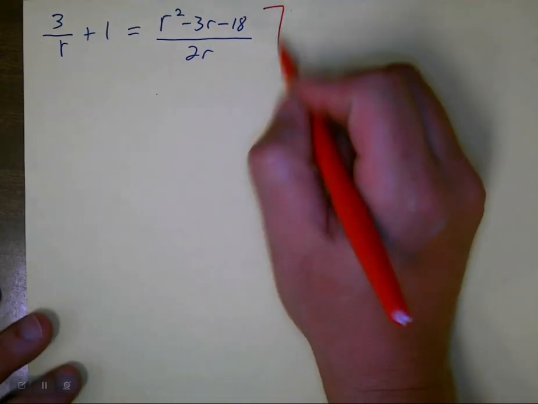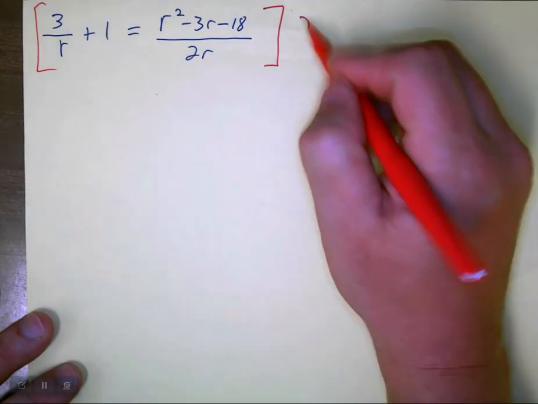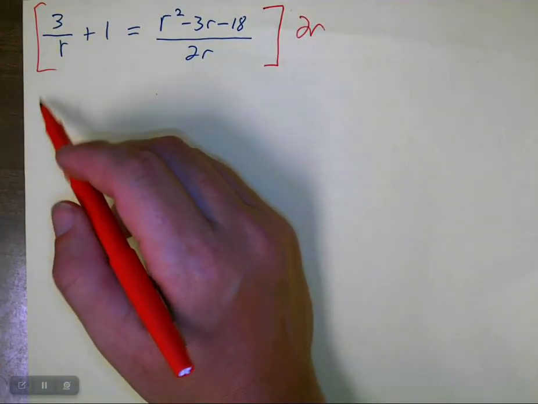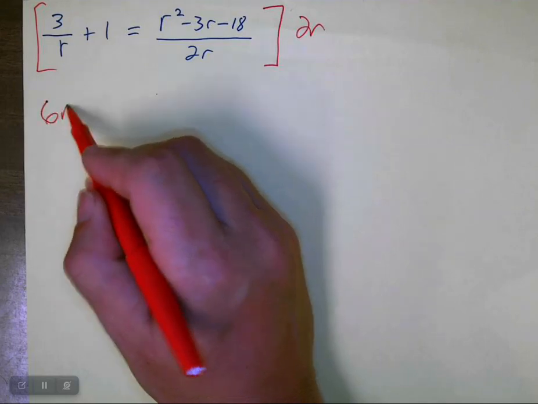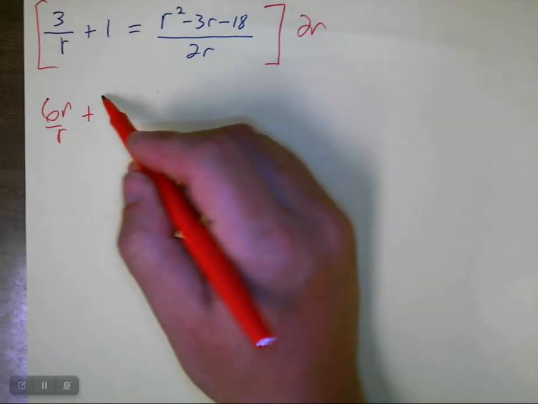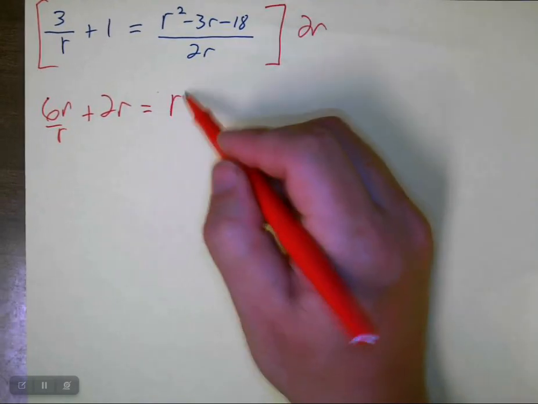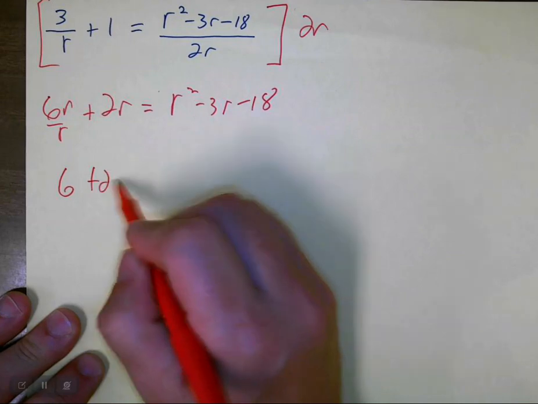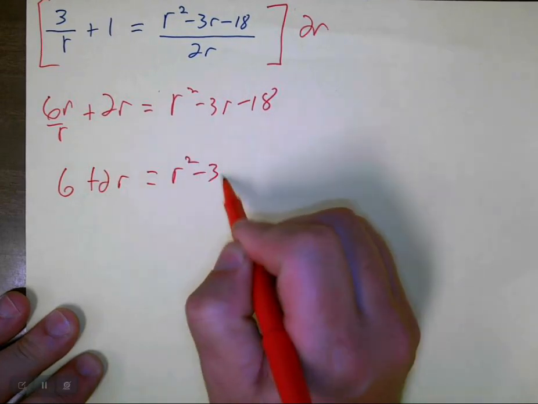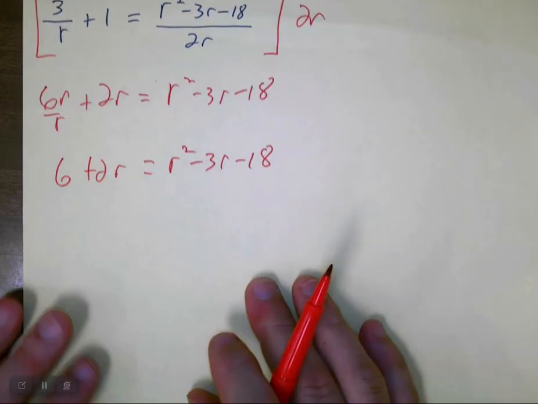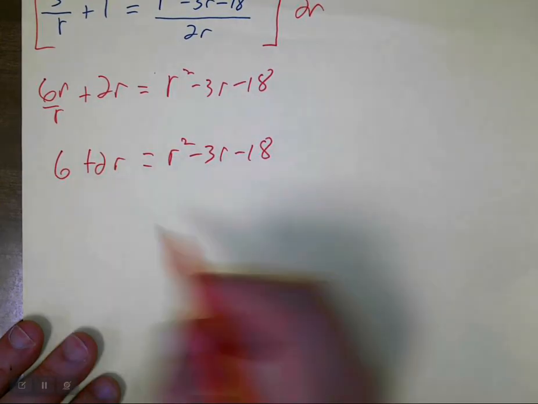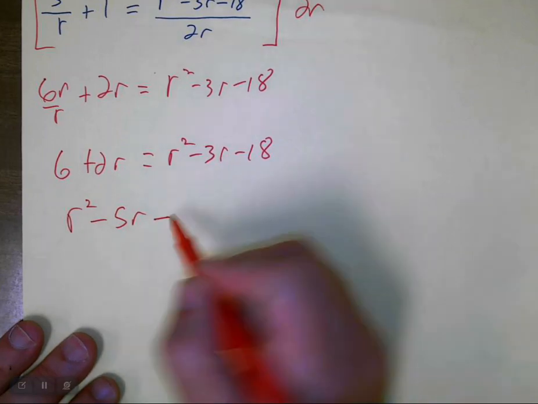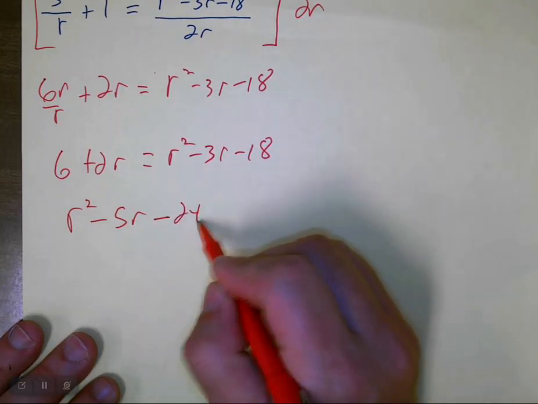So look for your magic number. Your magic number is 2r. If we multiply everything by 2r, over here you get, I'll show that step again, 6r over r plus 2r equals r squared minus 3r minus 18. So now you get 6 plus 2r equals r squared minus 3r minus 18. So you bring everything over, bring that 6 and that 2r over. Now you've got r squared minus 5r minus 24 equals 0.